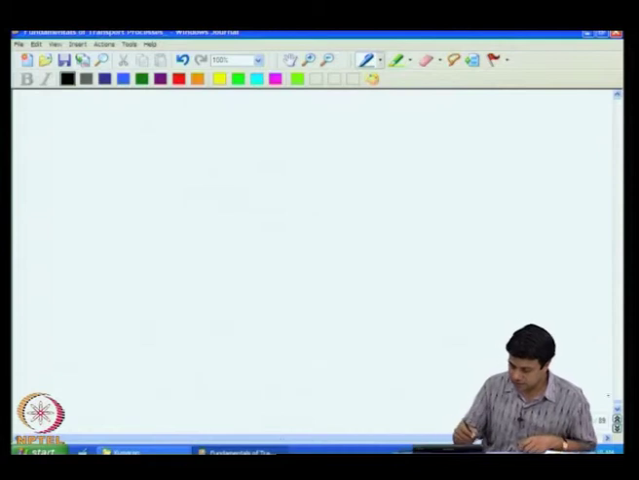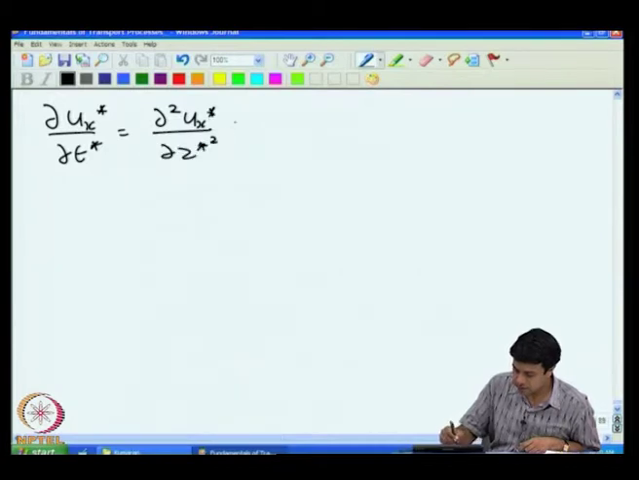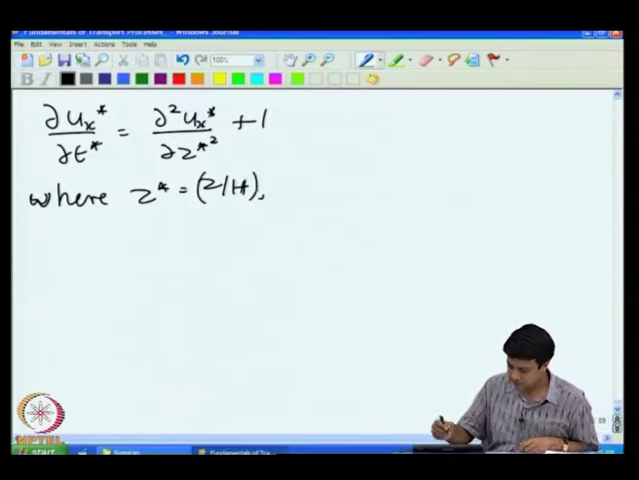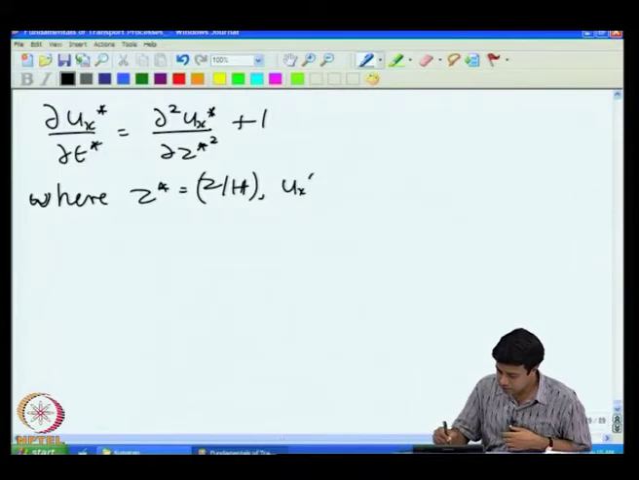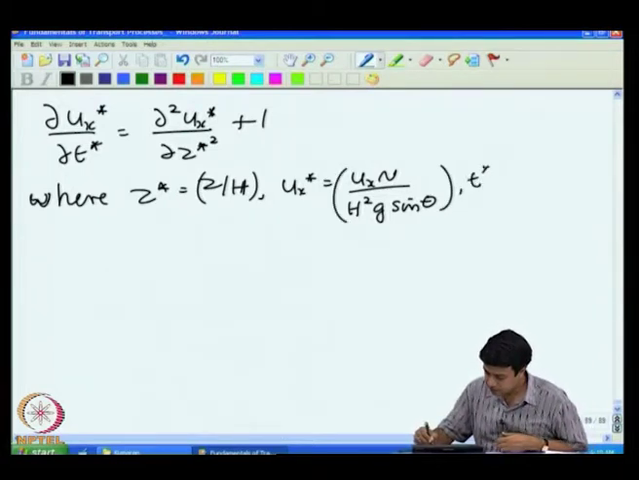If I put this in, then I will get an equation of the form partial ux star by partial t star is equal to partial square ux star by partial z star square plus 1, where z star is equal to z by h and ux star is equal to ux nu by h square g sin theta. And you will find that t star is the same that I had earlier. T star will be equal to t nu by h square.